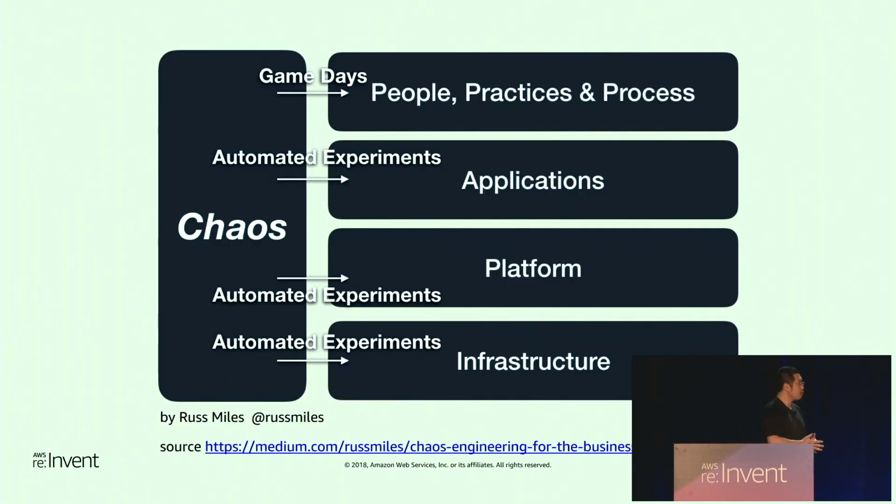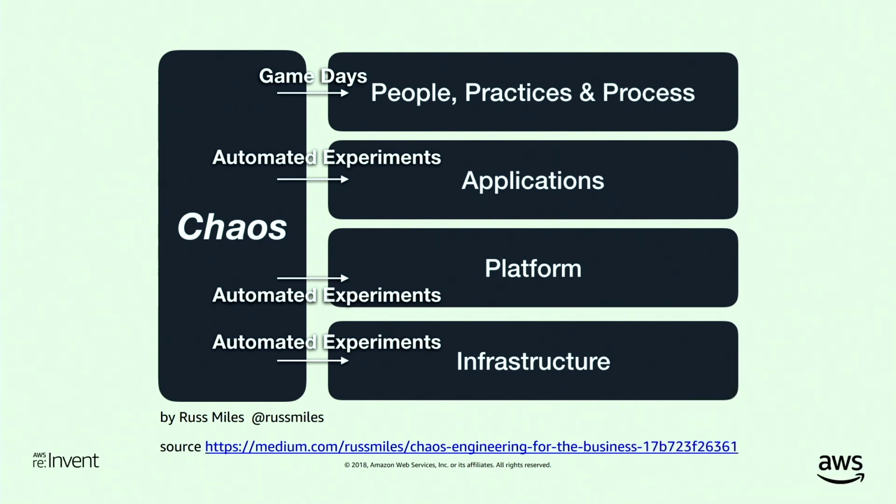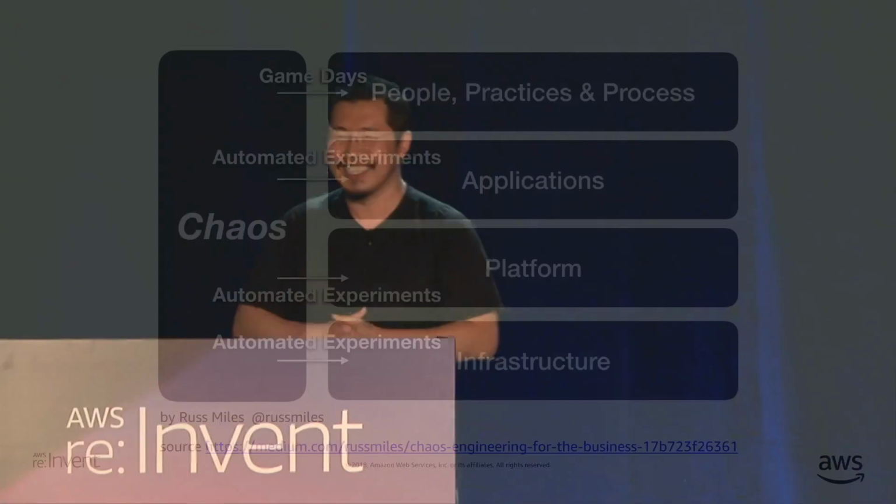And Russ Miles also talks about how chaos engineering is not just about stress testing your infrastructure. It can be applied to your entire stack that covers the people and processes that you have, your application, the platform, and the infrastructure that your platform runs on top of. If anything, the people and processes that you have are oftentimes the first thing that goes, judging by the number of post-mortem incident reports I've read that start with, operator did X, and then bad things happened.